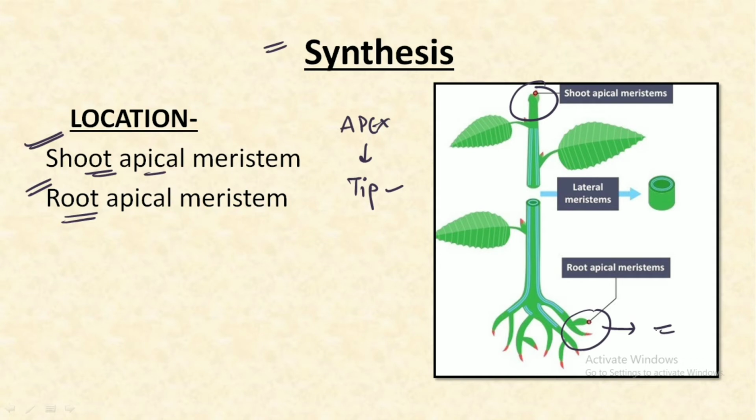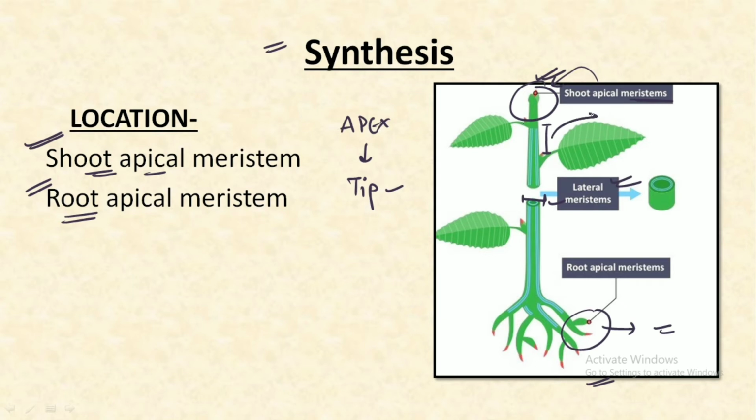So we have mainly three types of meristem. The first one is the apical meristem, as you can see in the figure, which is present on both the shoot and the root. Then we have the lateral meristem, which helps to increase the width of the plant, and the third one is the intercalary meristem, which is not shown in this figure, but it is present between two successive nodes and helps to increase the length of the stem.